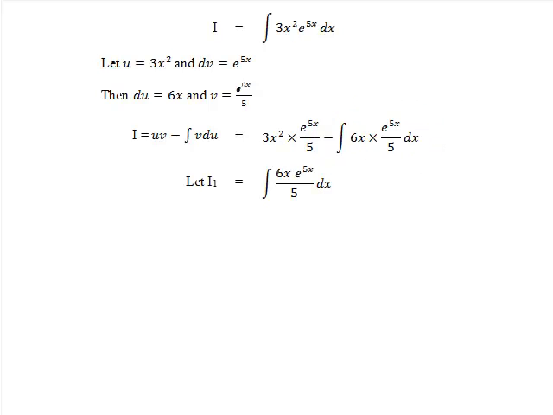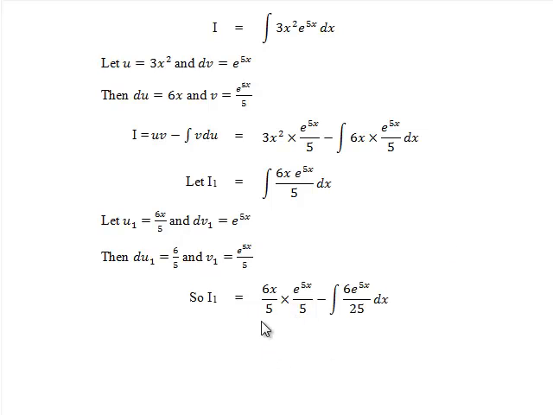So I'll call this I1, and that's equal to this part here. Notice I'm ignoring the minus sign there. So as before, we need a u1 and a dv1. So du is going to equal 6 over 5, and v, as before here, is going to equal e to the 5x over 5. So if we put those into I1, we've got uv minus v du, which is in there.